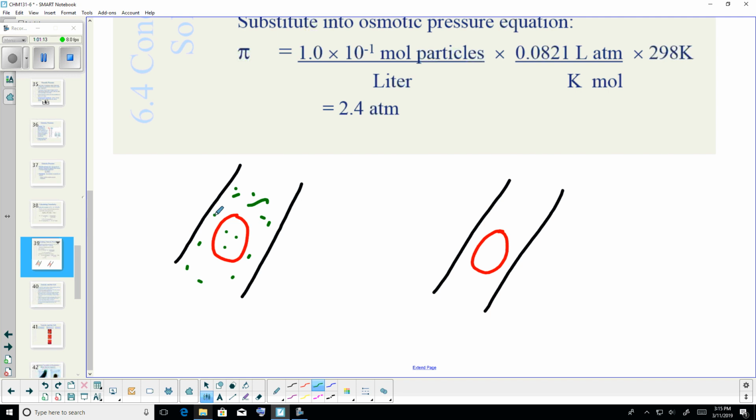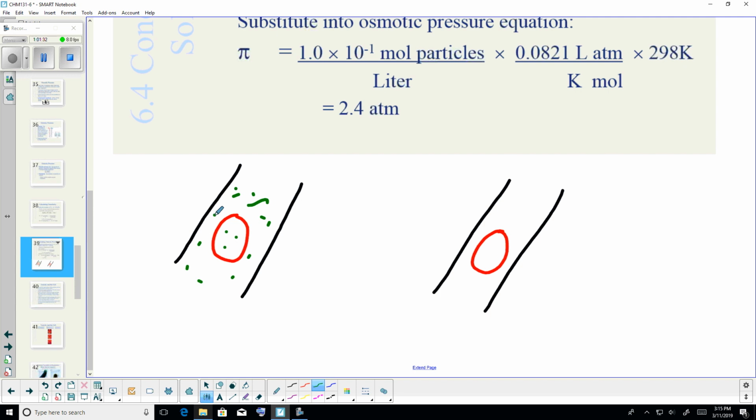So this is obviously, on the left, what? It's a red blood cell.